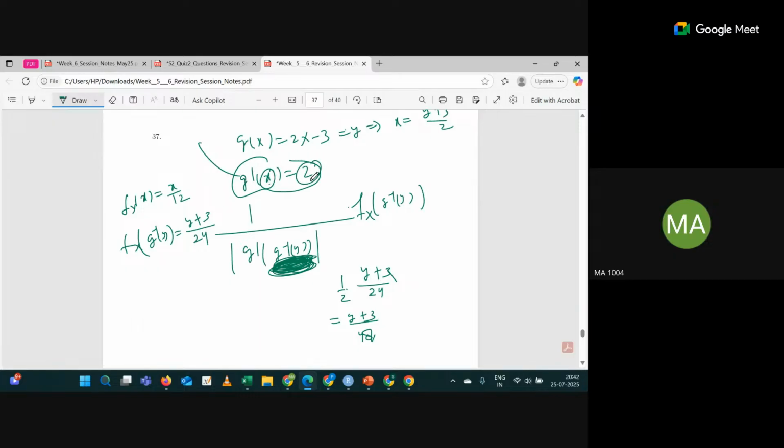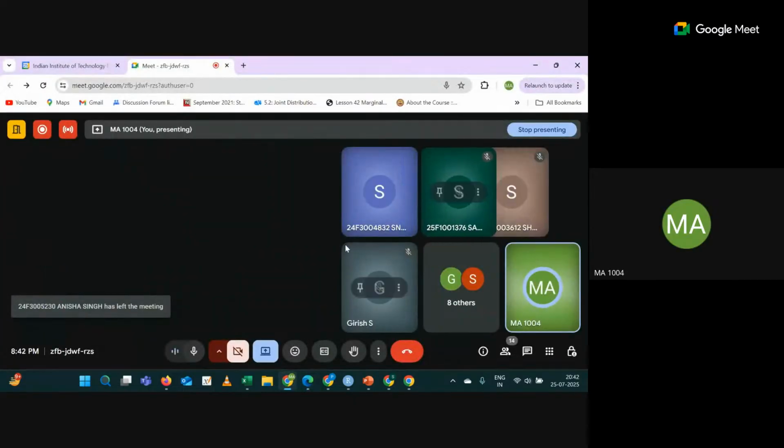So g dash of g inverse y. There are no terms in x, right? Here I will simply write 1 by 2. Suppose in case this is 2x, then here you will substitute in terms of y. All right? Okay. Anything else?